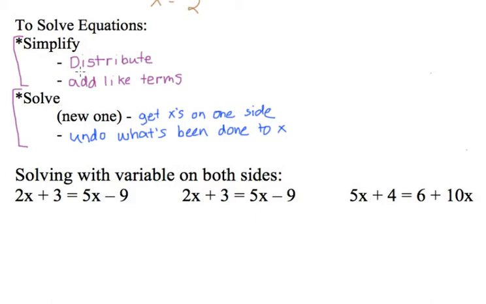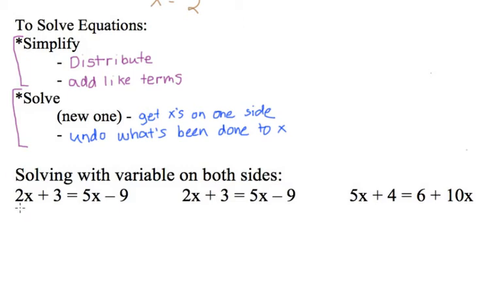To simplify, you start with the distributive property, then you add your like terms. Then you'll start solving. Now we've been doing undo what's been done to x. We've done that. The new one that we'll learn today is you have to have your x's on one side before you can start to undo what's been done to x. So let's show a few examples.